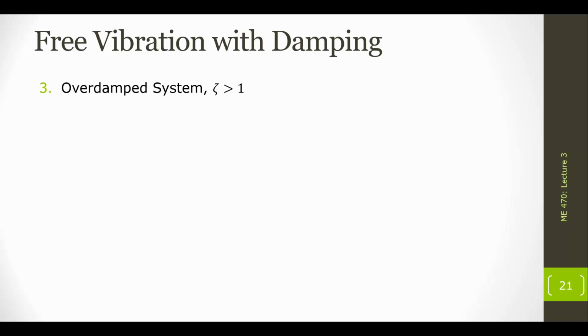The last type of damped system we'll look at is the overdamped system, which happens when our damping ratio is greater than 1, which means that the roots of that characteristic equation are real but unique. When this is our situation, we have free vibration and an overdamped system, then our total solution is going to look like this for x of t.